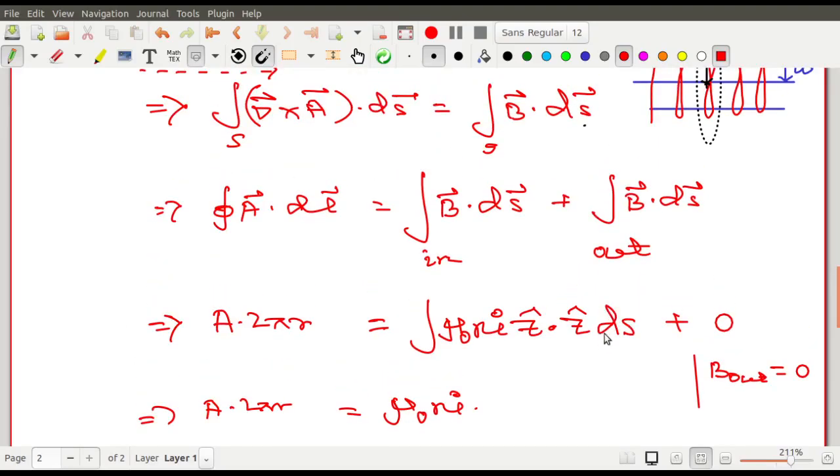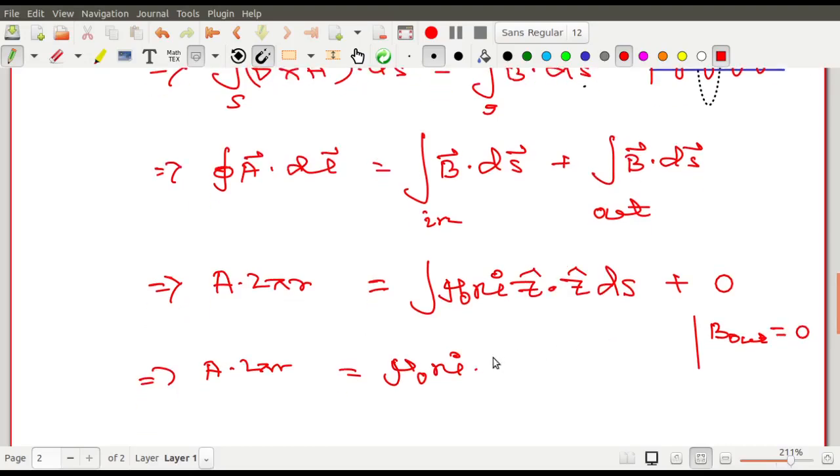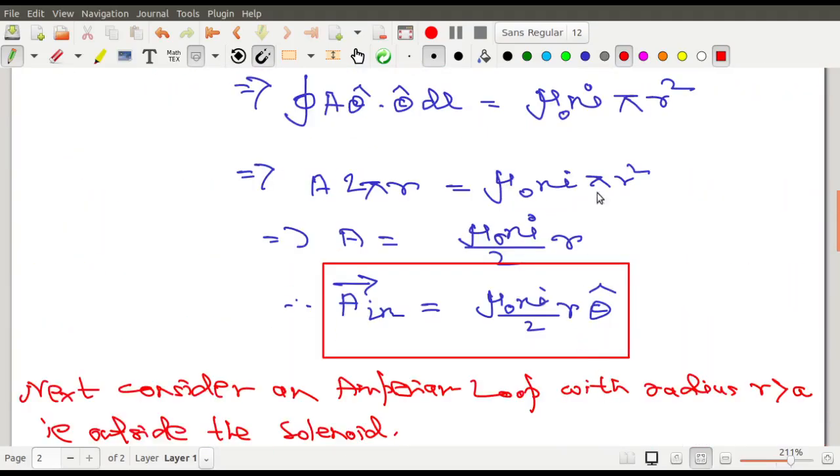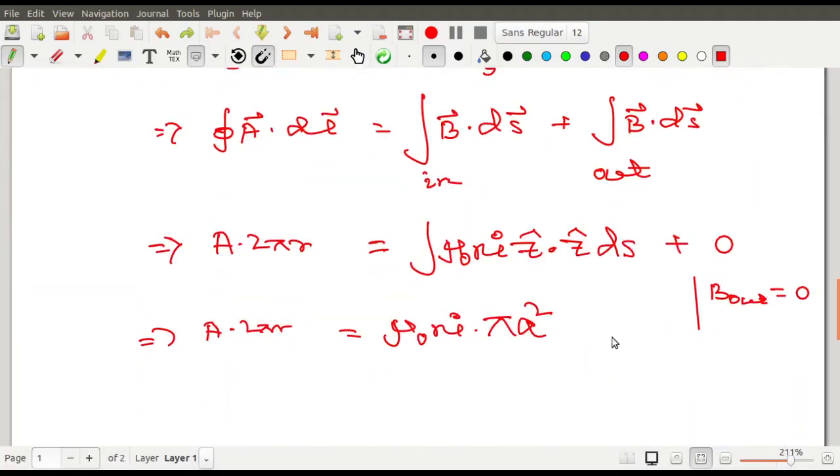This ds is for that part which is inside, that means this is not pi r square but this should be pi a square. Last time you see that this integral was pi r square, right? Pi r square, but this time it is what? It is not pi r square but it is pi a square.